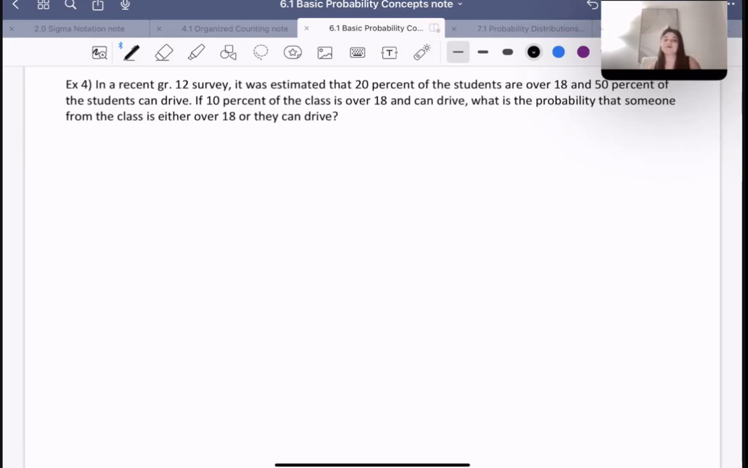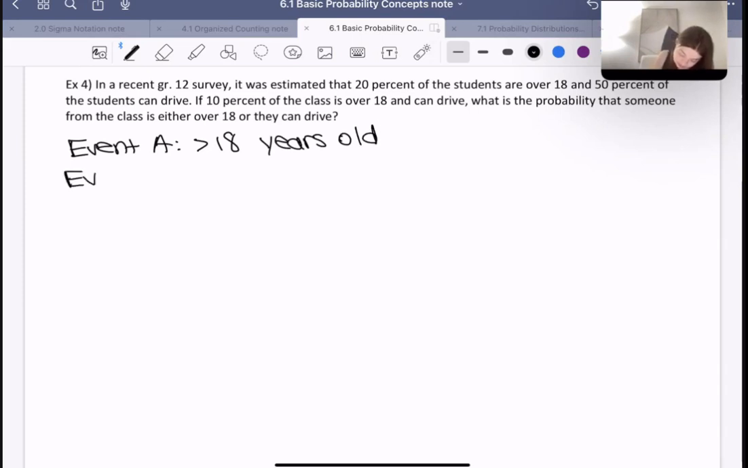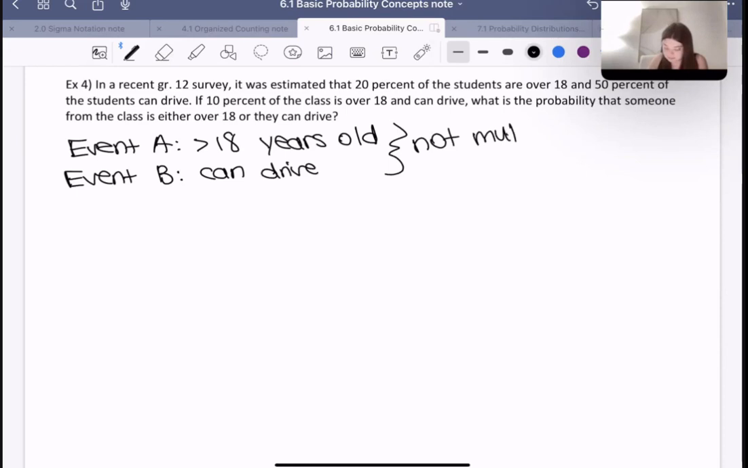So let's write out our events and let's first decide if the events are mutually exclusive or not. So event A is that somebody is over 18 years old. And event B is that the person can drive. Are these mutually exclusive or not? These are not mutually exclusive because it is possible that the same person is over 18 and can drive.